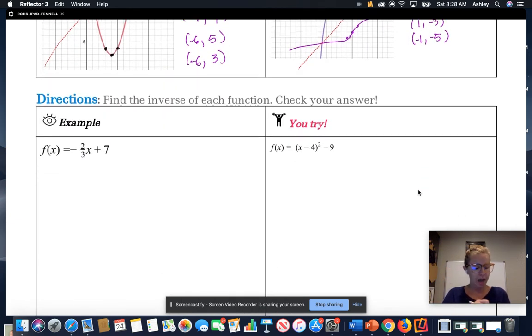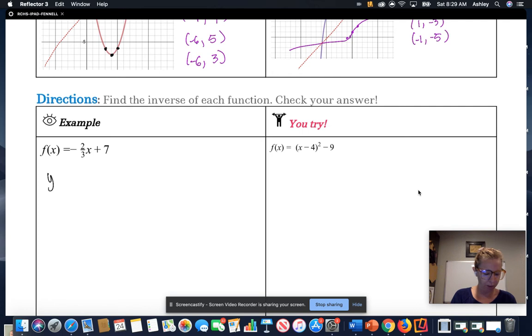All right, so the most common way that we're going to do this going forward is going to be algebraically. So what we're going to do, again, just like in that vocabulary section, is swap our x and y values, and then go ahead and resolve for y, and relabel it as f to the -1 of x, indicating that we did, in fact, find an inverse.